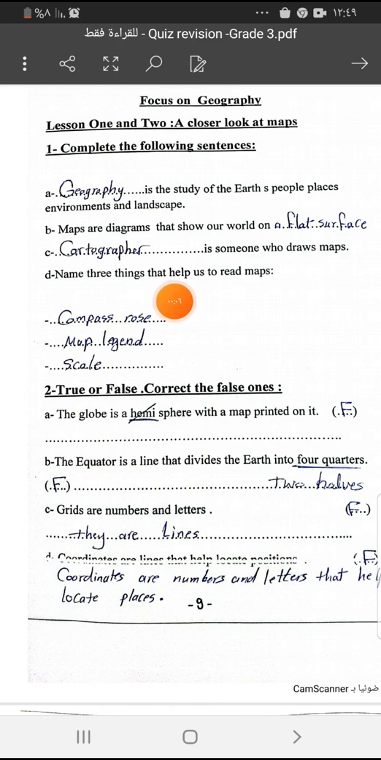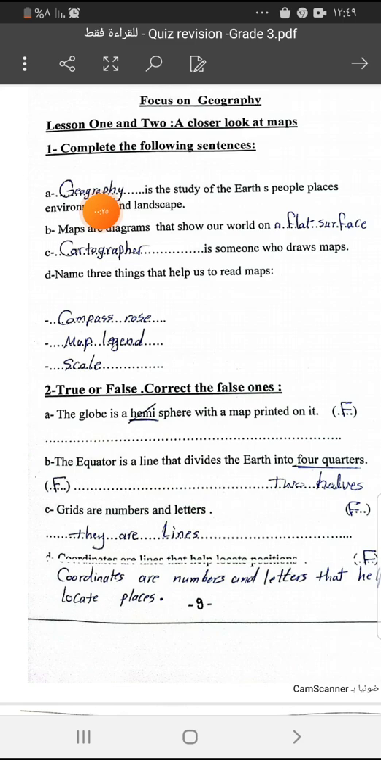Now, inshallah, I'm going to help you revise lessons 1, 2, and 3 for the quiz. The questions are concentrated, you have only to revise 3 or 4 questions, and I will explain them for you now. I hope that this video will help you revise.